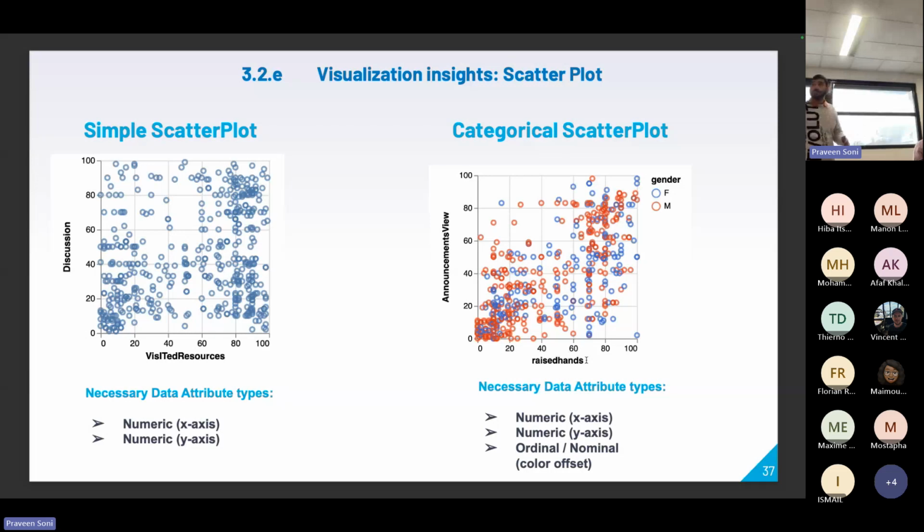So again, for the scatter plot, it's the same thing. We need numeric and numeric on x and y, and it becomes the scatter plot. If we add one more category, like we did in the line chart, it becomes the categorical scatter plot. Here we plot the age and announcement view, and the category is the gender, male and female. In red you can see male, in blue you can see female.